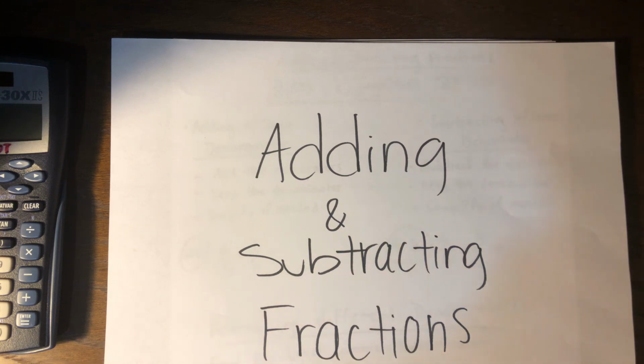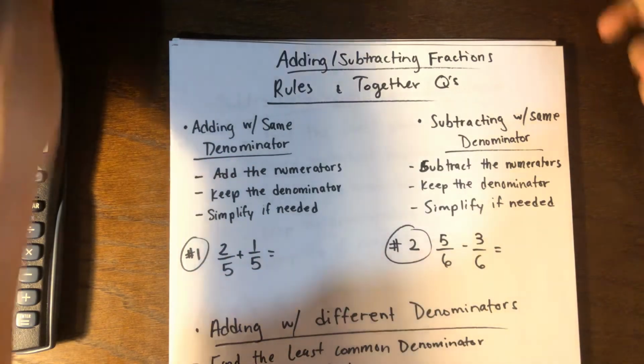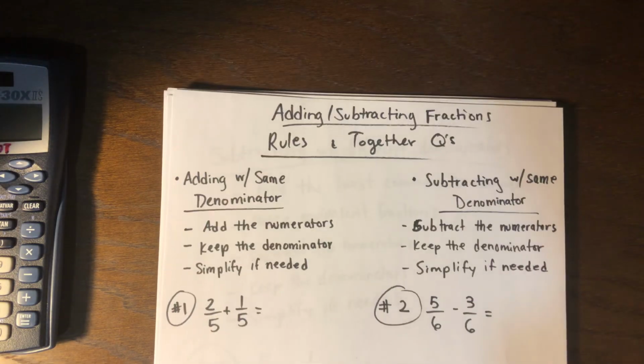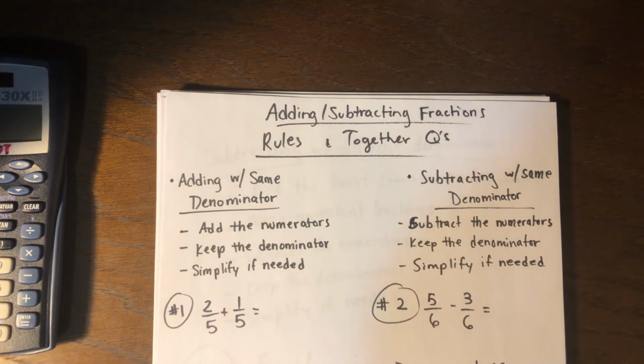Today we're going to be doing adding and subtracting fractions. Here we go. Okay, so when we're adding and subtracting fractions, there will be times where we have the same denominator and times when we have different denominators. First we're going to look at adding with the same denominator. So the rules are add the numerators, keep the denominator, and simplify if needed.